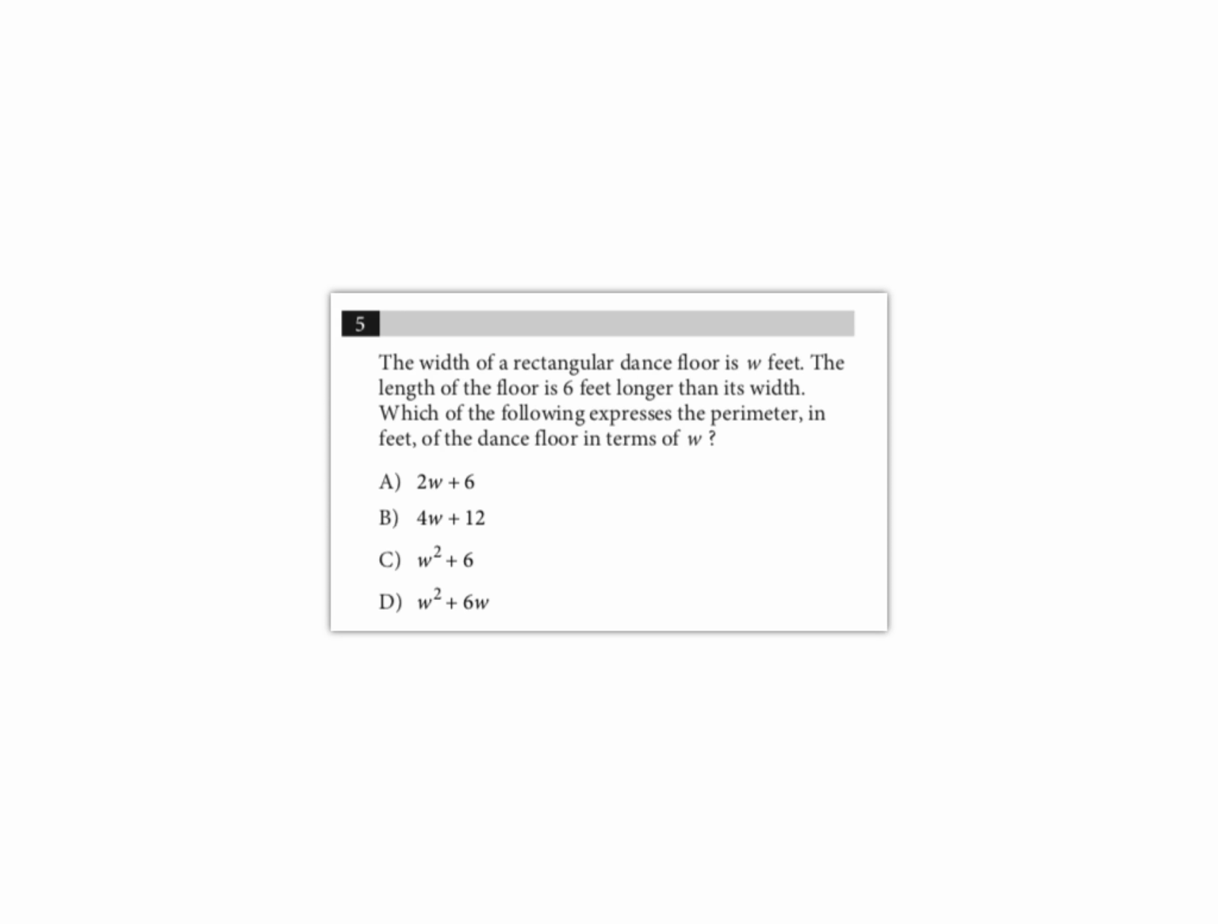Let's go ahead and read the next problem. The width of a rectangular dance floor is W feet. The length of the floor is 6 feet longer than its width. Which of the following expresses the perimeter in feet of the dance floor in terms of W? First thing, what are we looking for? We're looking to express the perimeter in feet of the dance floor in terms of W. And you can see that all my answers only have W in them. So I know that I'm not going to use length in my calculation. I have to express everything in terms of W.